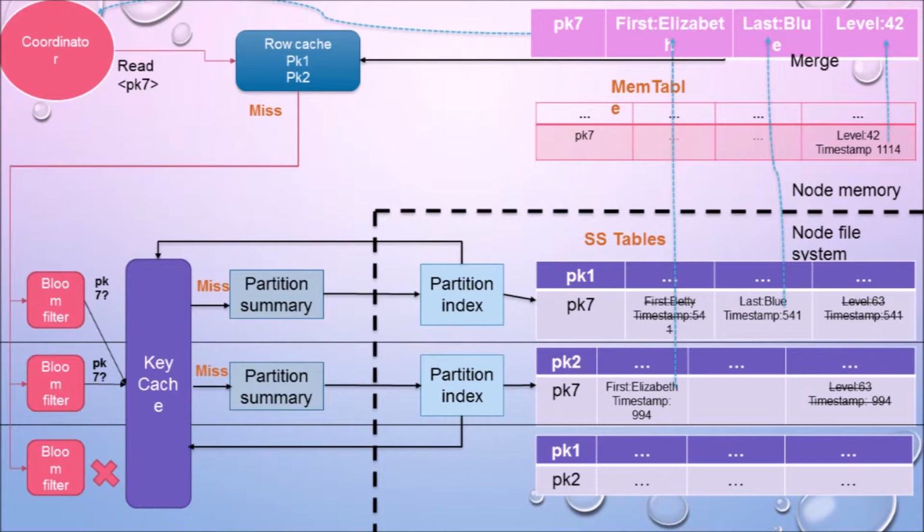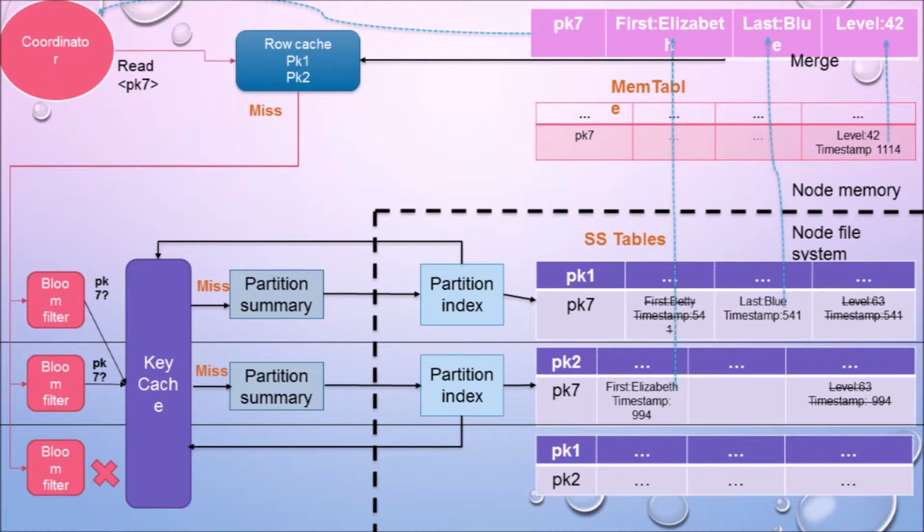Also, if you read, so you read the first time, it gets cached. If you read again later on other clients, it gets better. Very good question. Row cache is an optional component. It's not enabled by default.